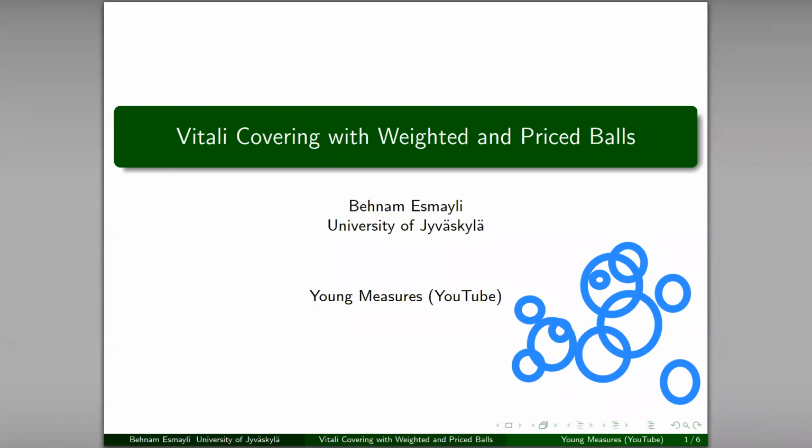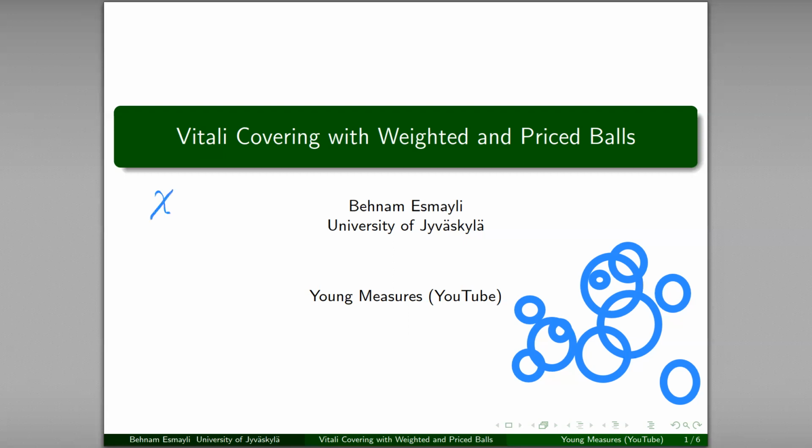Hello, following the video on Vitali coverings, I could talk about Besicovitch's theorem, but I decided to do a more fun one where we add weights and prices to the balls in the collection of a Vitali covering and still deduce some interesting results. First, I have to introduce some notation.